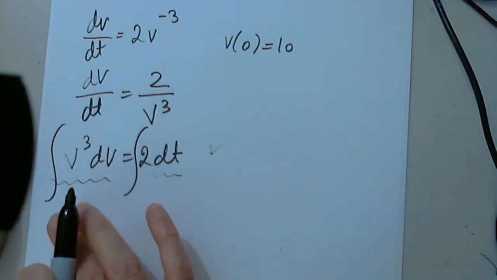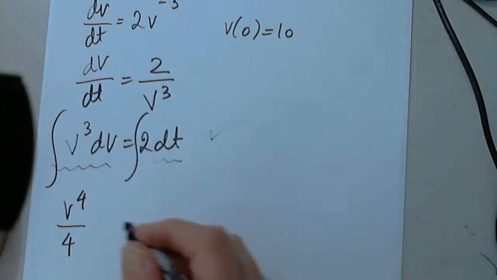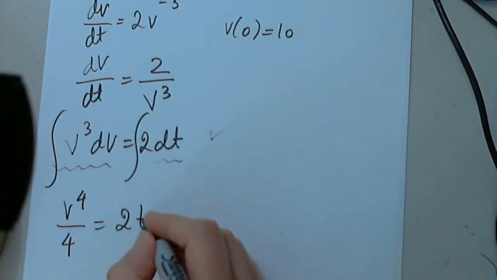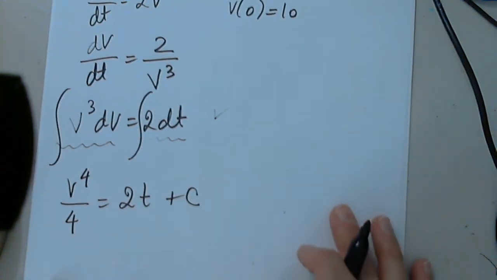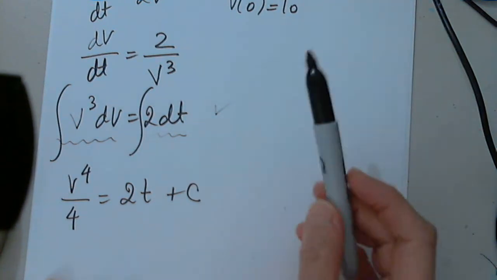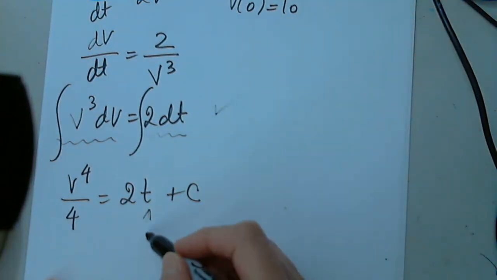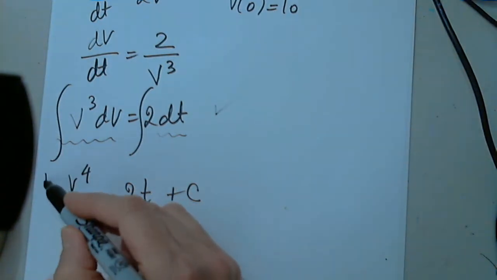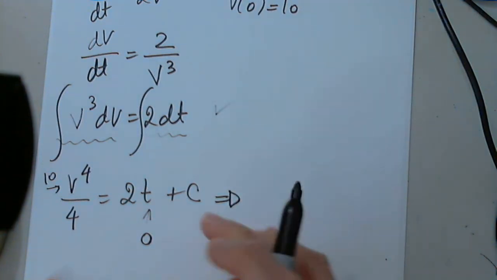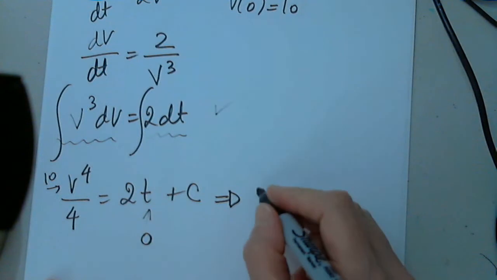So the antiderivative of this is v to the fourth over 4. I should put the constant here, but I'll keep it on the right-hand side. And this is 2t plus a constant c. At this point, I can plug it in and say when t is 0, v is 10 to get the constant from here. So this is 0. So then the constant is 10 to the fourth over 4.